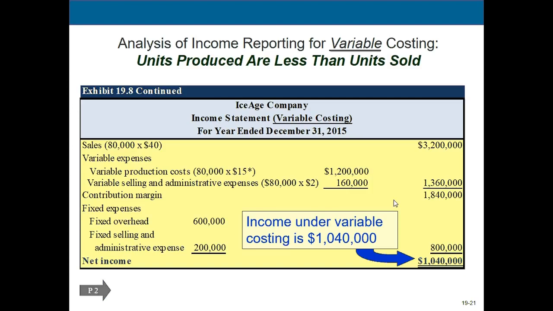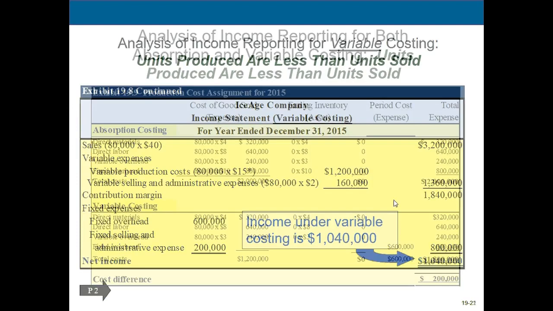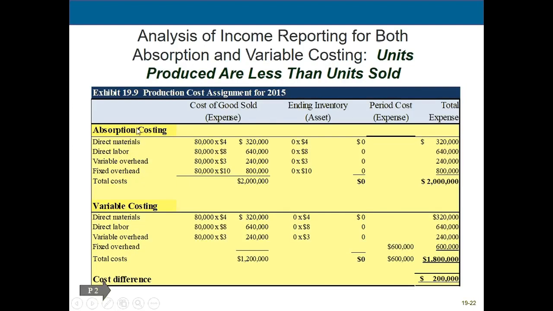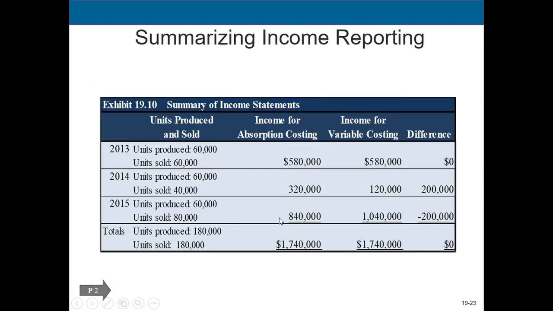In 2014, we also had a $200,000 difference. Here it is. Absorption costing gives us total cost of 2 million. Variable costing gives us 1.8 million. That's a $200,000 cost difference. So in time, from 2013-14 to 15, really we netted out a zero difference, because it all ends up working out in the end, folks. No matter what, the numbers are still the numbers, and it still works out in the end.